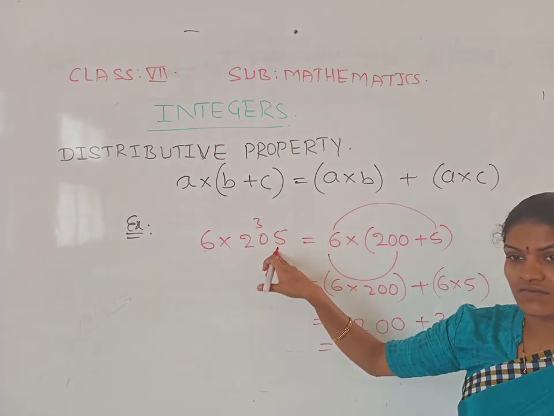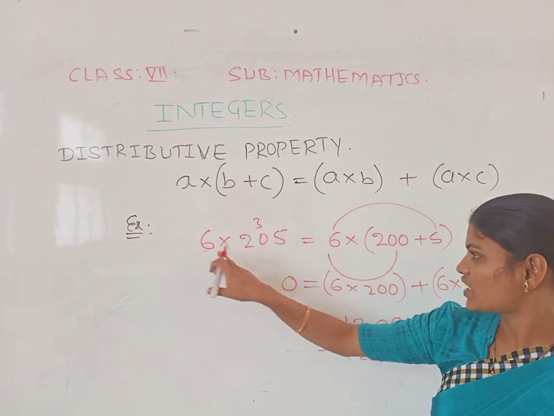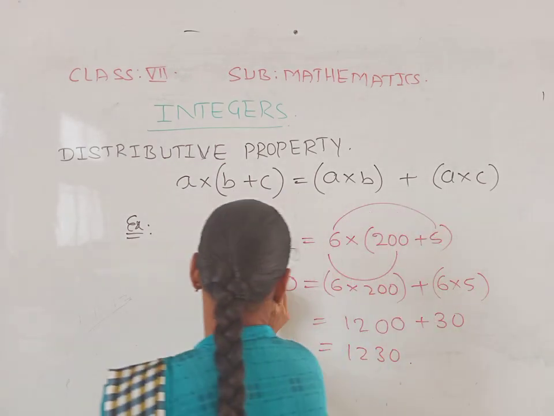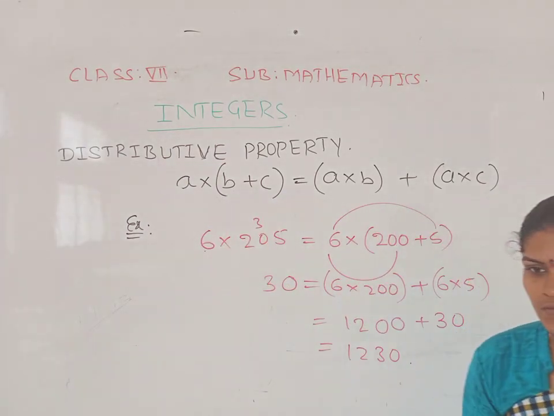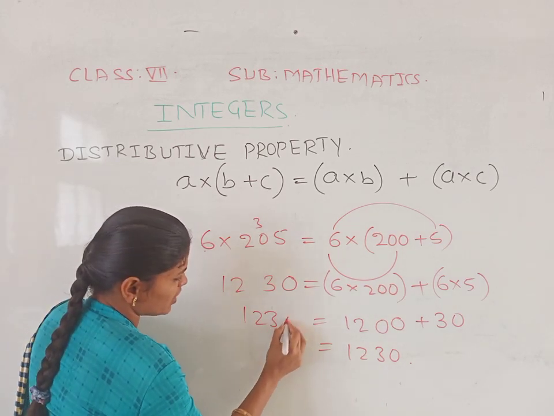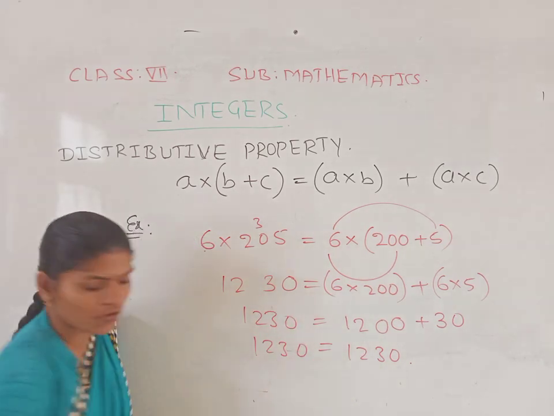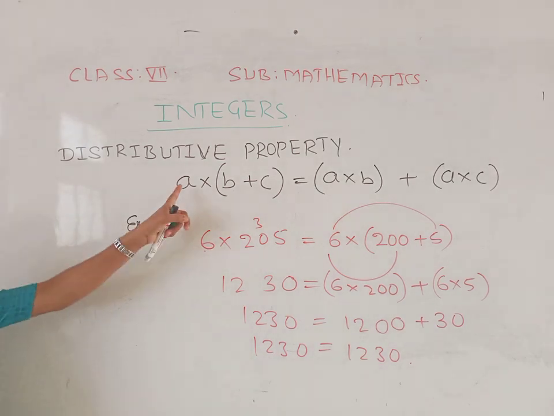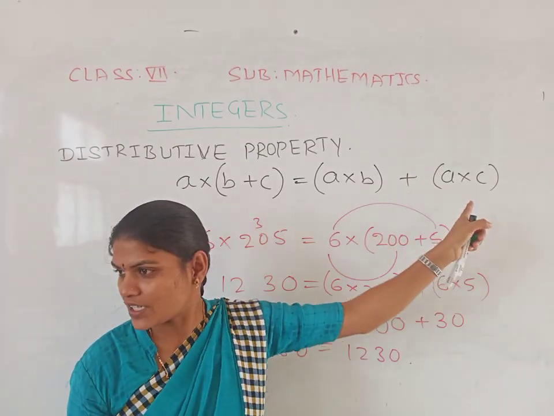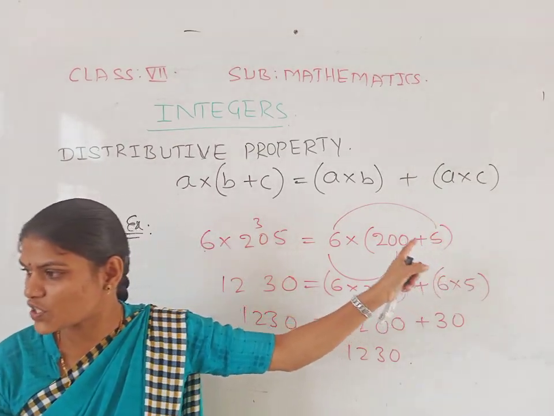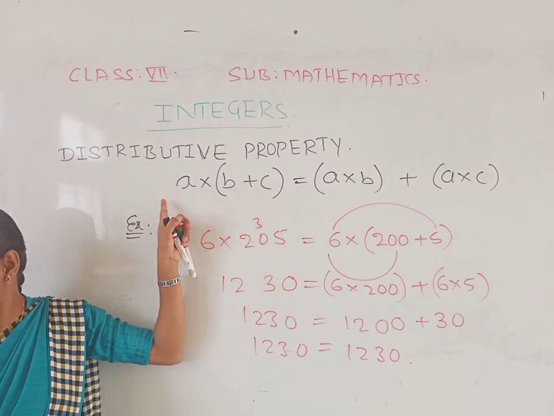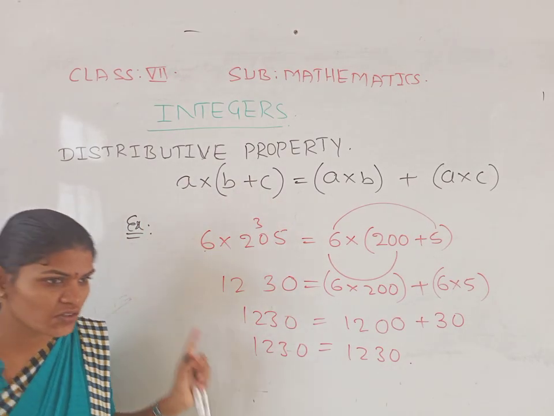6 5s are 30. 0 here, 3 carry. 6 into 0, 0 plus 3, 3 itself. 6 2s are 12. 1230. Here also 1230. Both are equal. It means we can write A into B plus C as A into B plus A into C. This is the distributive property under which operation? Addition over the multiplication. Clear? Okay, just note down this example.